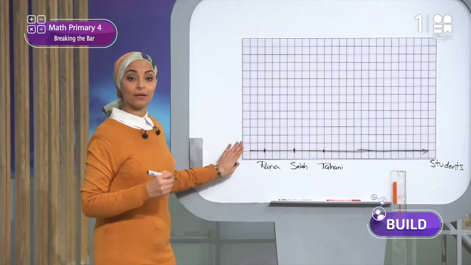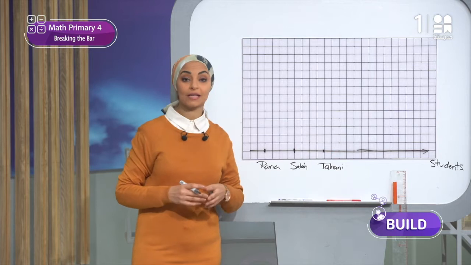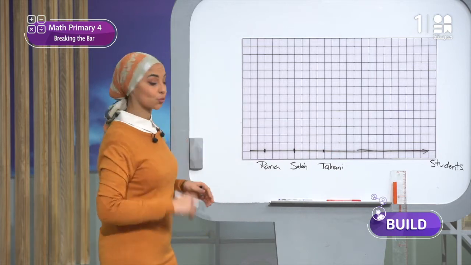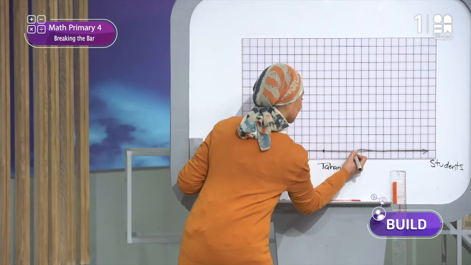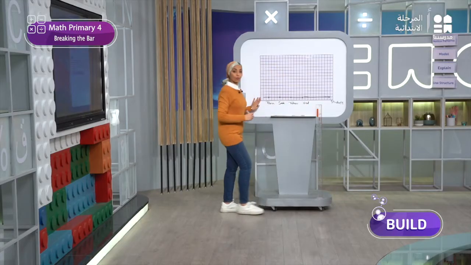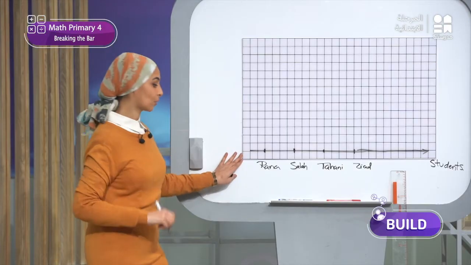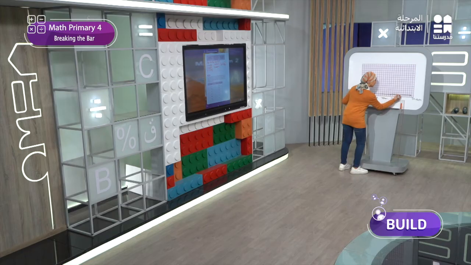Okay, and then leave the same squares. Okay, I'll leave the same space. Then the next one I will write Ziad. So I will write here Ziad. Okay, and then finally I will write Farouk and Walid. So I will write here Farouk and here Walid.